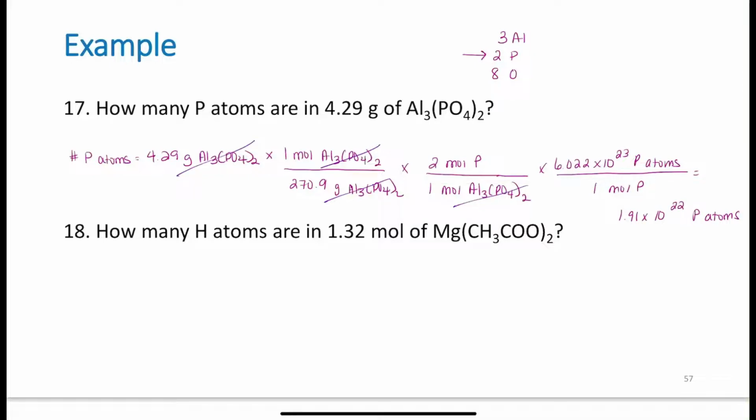Does that answer make sense to me? Yeah, this number is actually pretty small, especially compared to this. How many hydrogen atoms are in 1.32 moles of magnesium acetate?